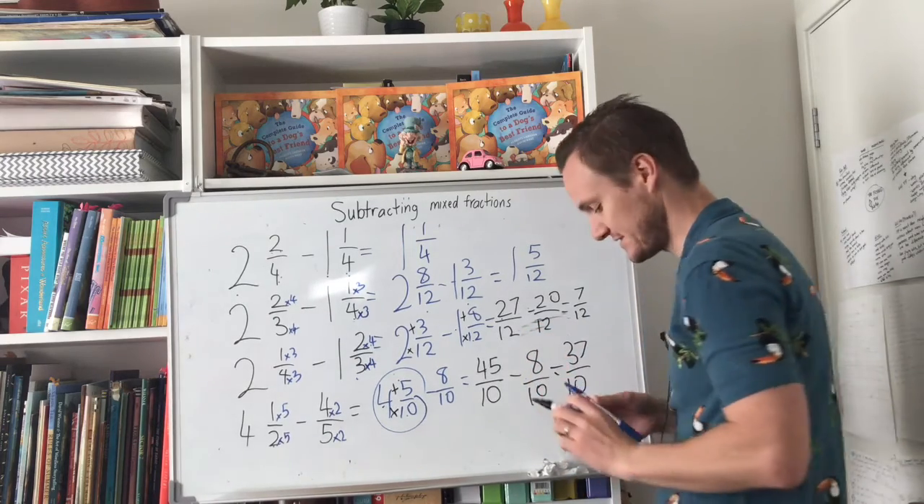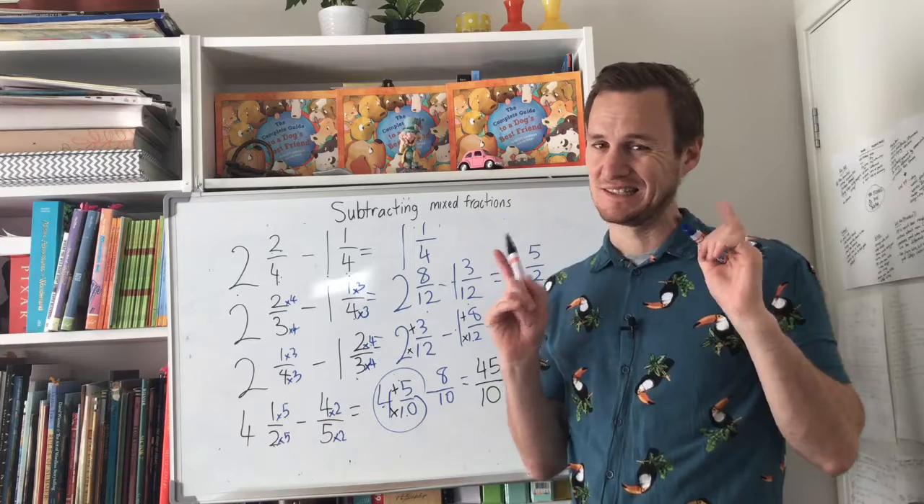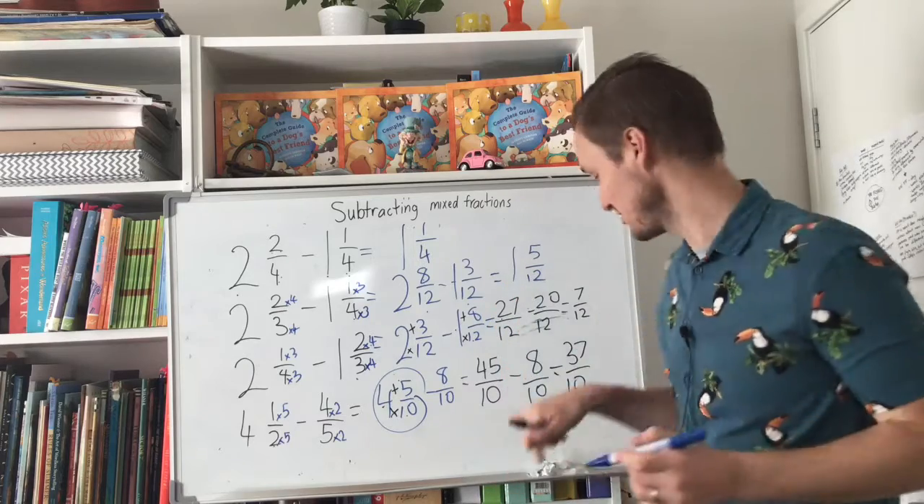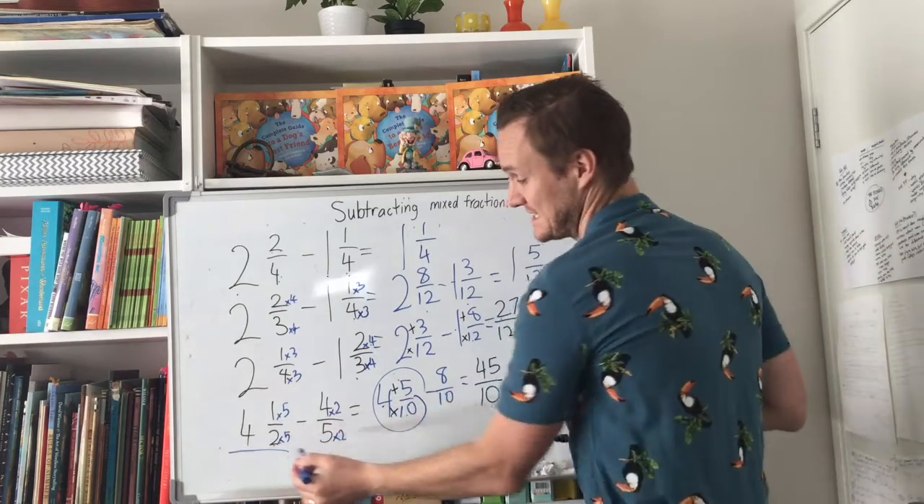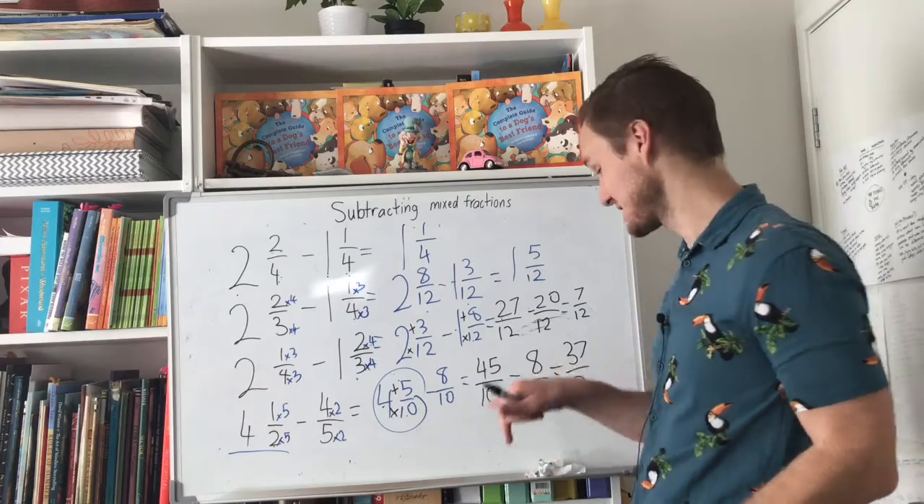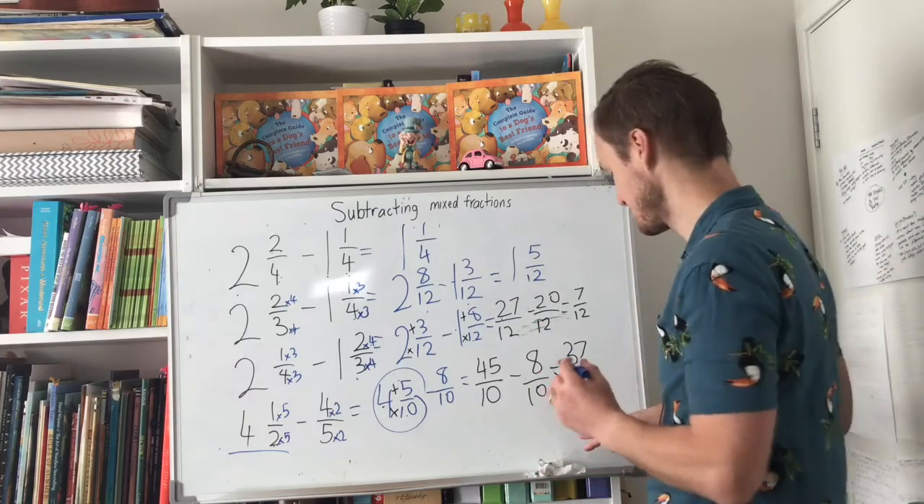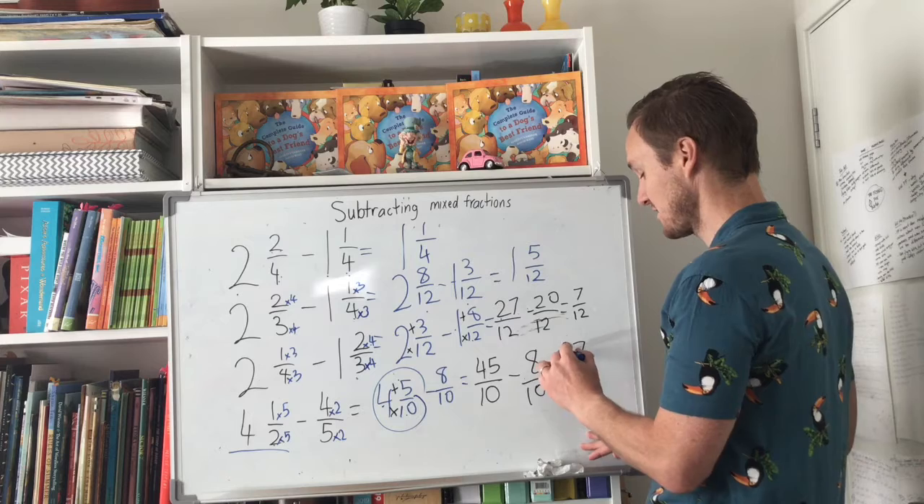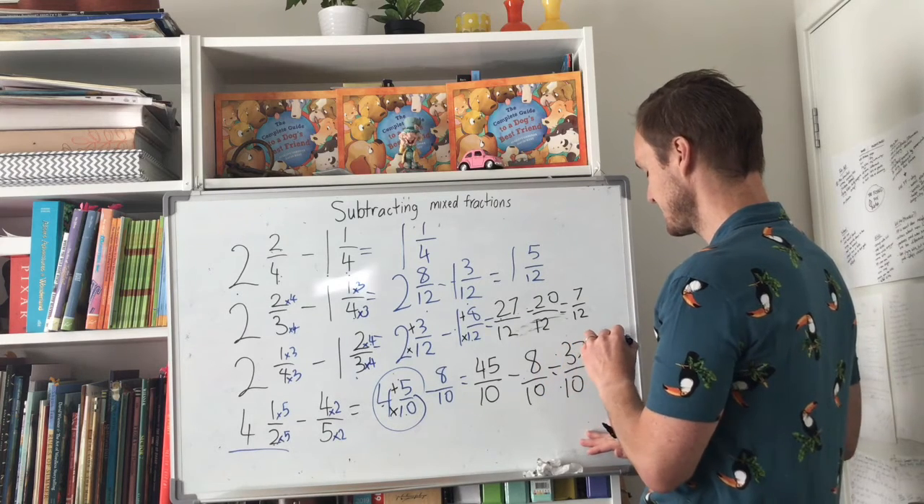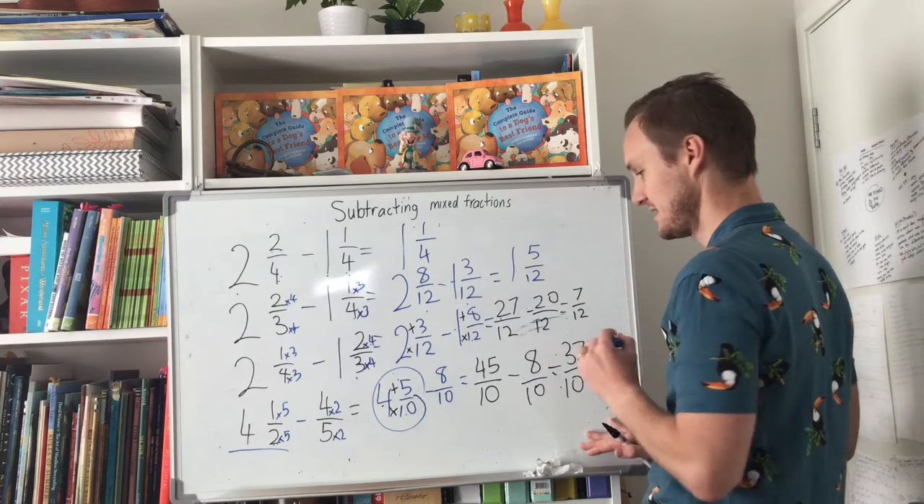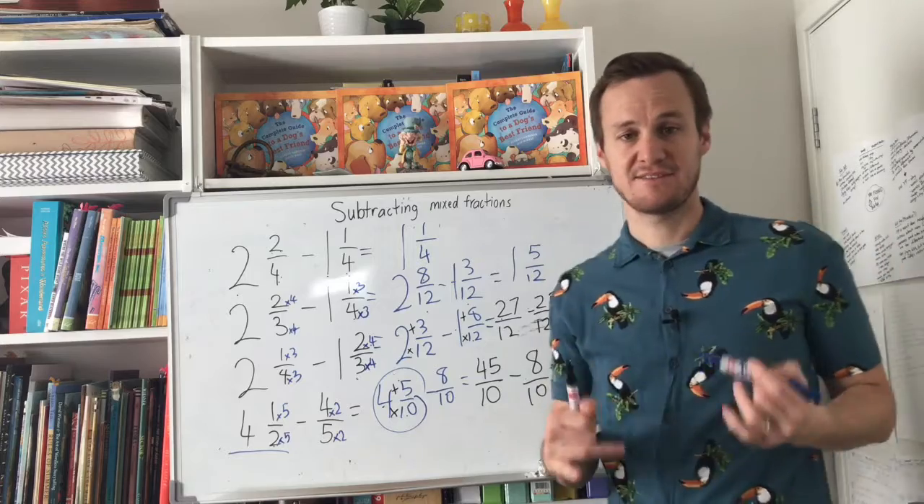Now if you wrote 37 to me in a test, I would say that's actually not correct because I asked you for a mixed fraction, and I expect the answer as a mixed fraction. So let's change it back. How many times does 10 go into 30? 3. How many are left over? 7/10. The answer becomes 3 and 7/10.